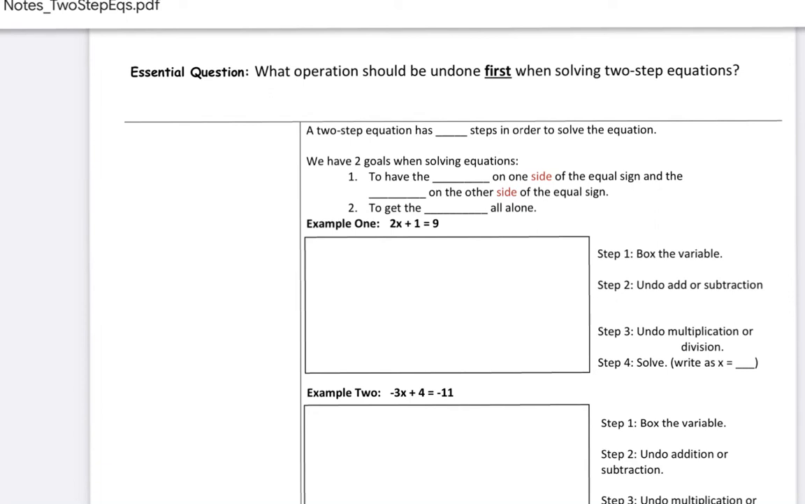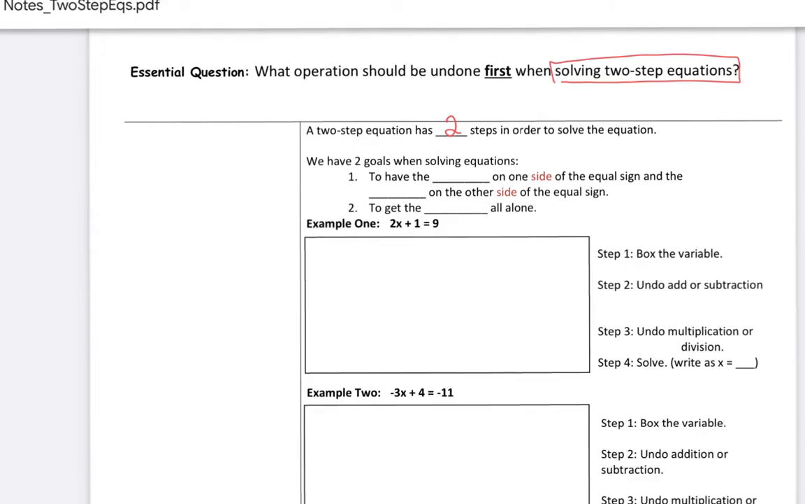Hello, today's lesson is on solving two-step equations. So we are going to look at how we solve equations that involve two steps. Firstly, a two-step equation has two steps in order to solve the equation. We have two goals when we are solving these.